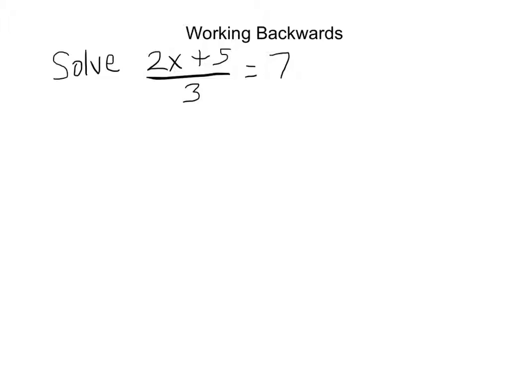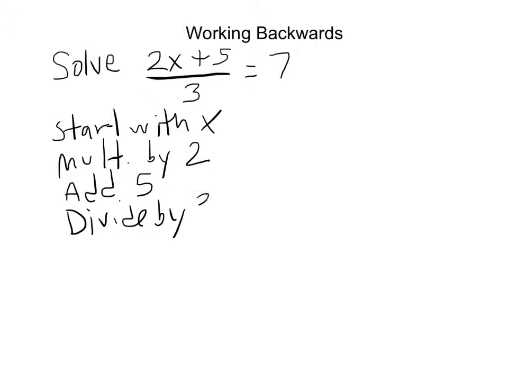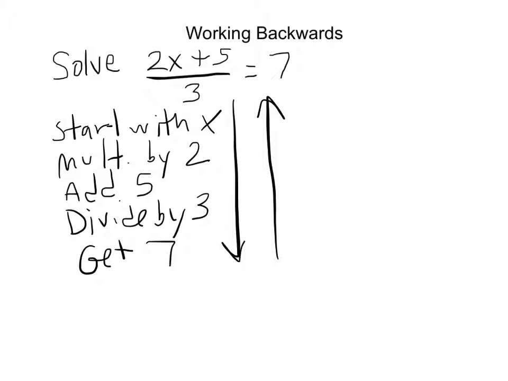Well, if we think about it, what are we doing? We start with x, and then we're going to multiply by 2. We add 5. And then we divide by 3 to get 7. So what we're going to do now is we're going to work backwards. So instead of going this direction, we're going to go backwards, and every operation is going to turn into its inverse. Add will turn into subtract, multiply turns into divide, etc.